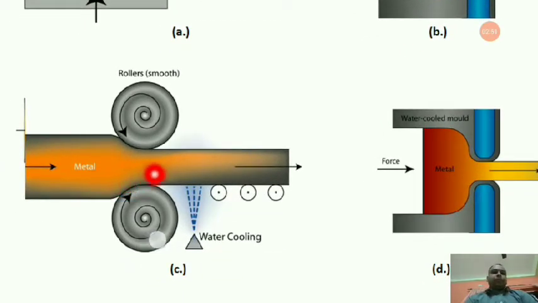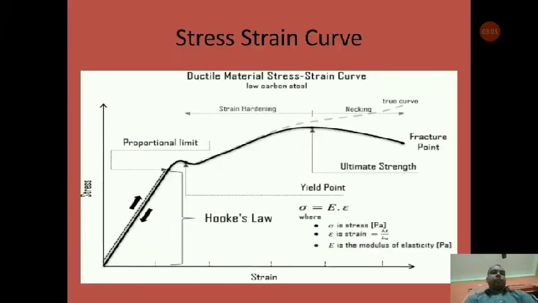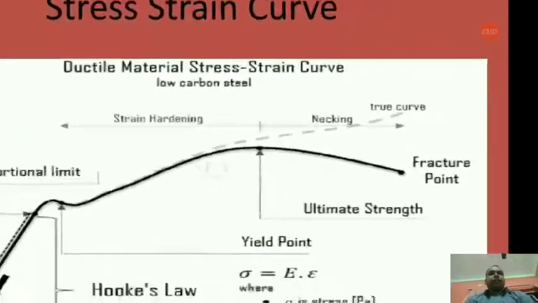along with their pictures as well. So this is the rolling, you can see over here. These are the rollers, and the thickness of the metal is being reduced. Similarly, here is also the extrusion process, you can see over here. Now let us consider this stress strain curve.